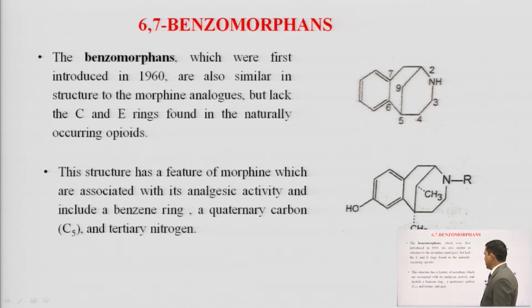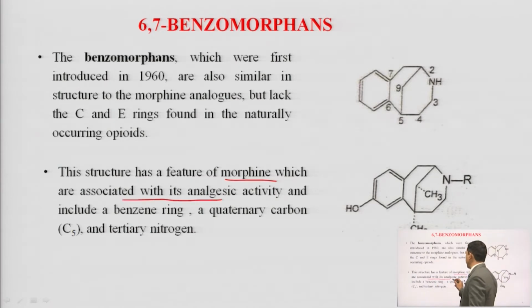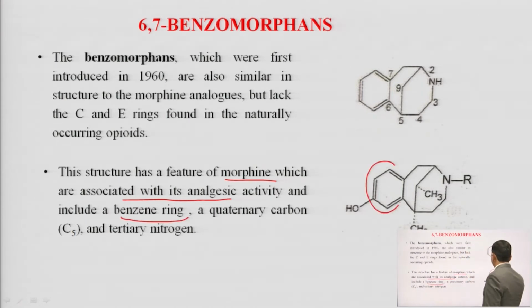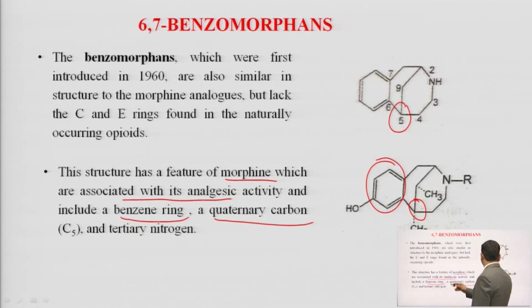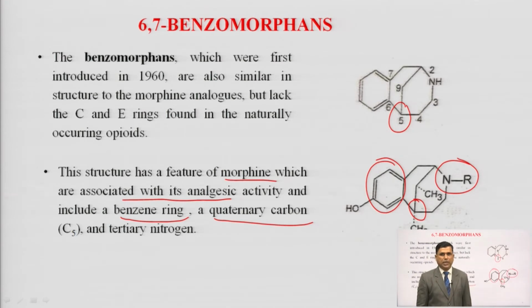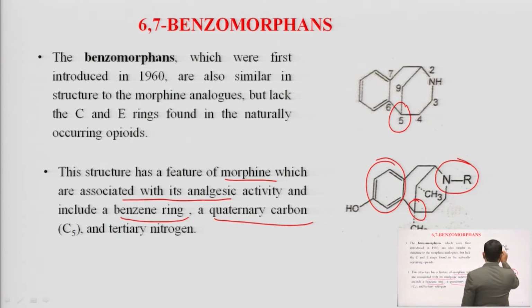The structural features of morphine which are associated with analgesic activity include a benzene ring, a quaternary carbon C5, and the tertiary nitrogen. This is the specific feature of this particular 6,7-benzomorphan. Why is it called 6,7? Because of the fusion at this point, that is 6 and 7.